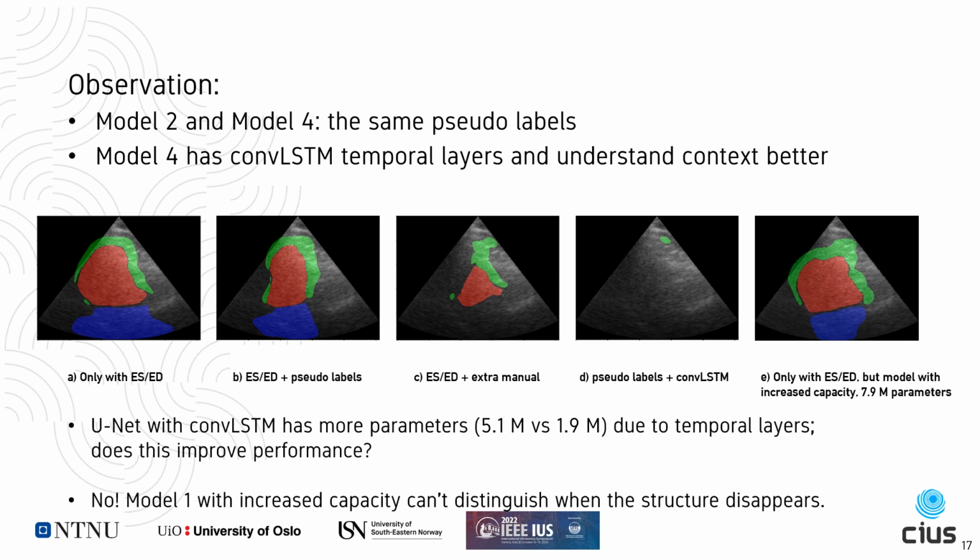However, we have another concern. Model 4, UNet with conv-LSTM, has more parameters because of the temporal layers. It has 5.1 million parameters. Does the number of parameters make it perform better? The answer is no. With an increased capacity of Model 1, baseline UNet still cannot recognize when the structure disappears, as shown in image E. So conv-LSTM does have better spatiotemporal understanding.